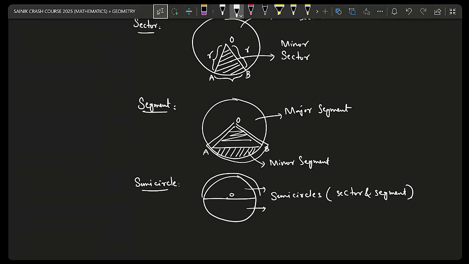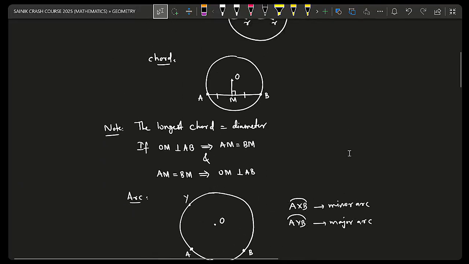Rishika, you're not audible. Yes, tell me. Sir, I didn't understand the chord note. Come again. Sir, I didn't understand the chord note. Yeah, the chord note point, right? See, the chord is slowly moving close to the center. I told you that its length is increasing, right? Yes, sir. And whenever the chord passes through the center, then it becomes a diameter. So the longest chord possible in a circle is its diameter only.